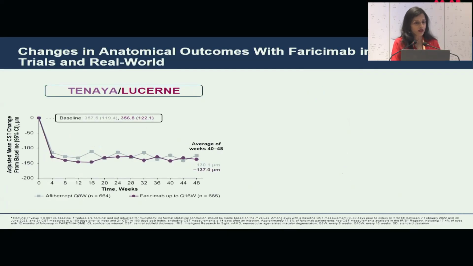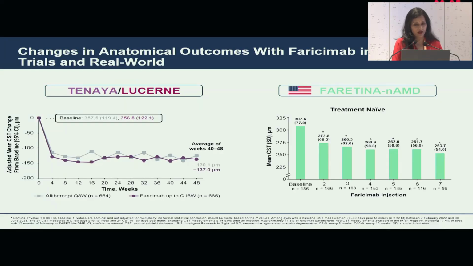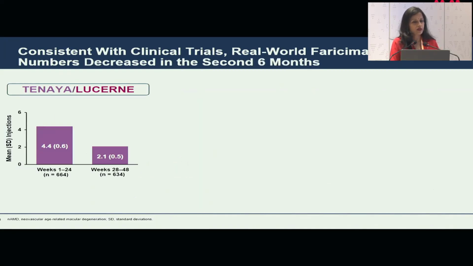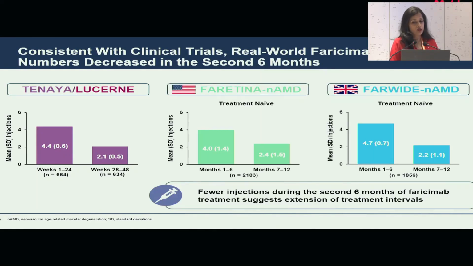When you also look at anatomical improvements here, you can see that the CST improved rapidly in the Retina and the Lucerne, which was also very similar to what you saw in the FAR-RETINA as well, which were treatment naive cases. Now, coming again to the number of injections that were required, fewer faricimab injections were required in the second 6 months of treatment, and this is also the case in both FAR-RETINA and FAR-WIDE, suggesting that treatment extension is a reality.